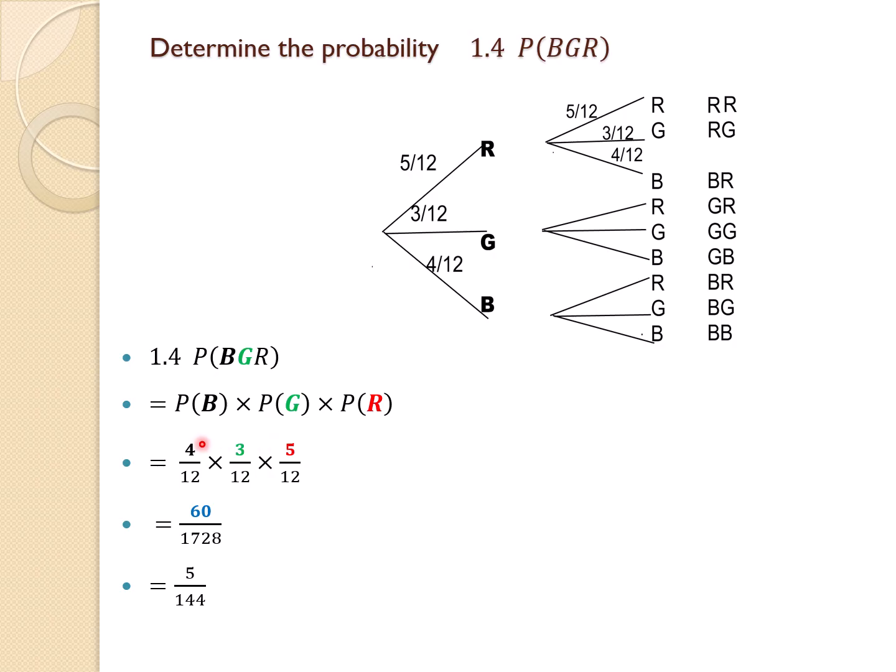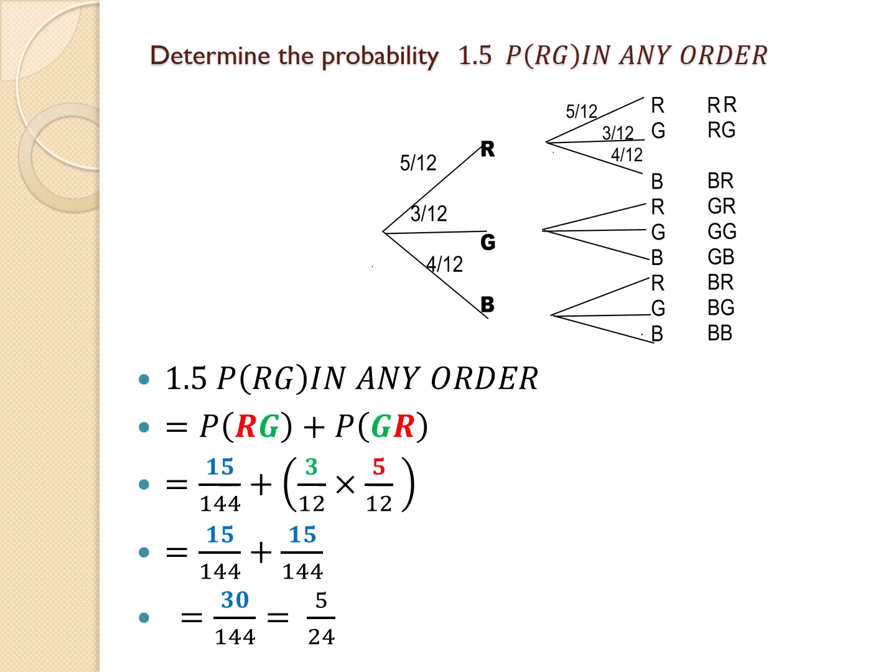So that gives me 15 times 4, which equals 60. 12 times 12 times 12 is 1728. Right, and 12 goes into 60, and 12 goes into 1728, giving 5 over 144. Right, so that's the probability for those 3 events, black, green, and red. Right, we go to the next slide, look at the next question.